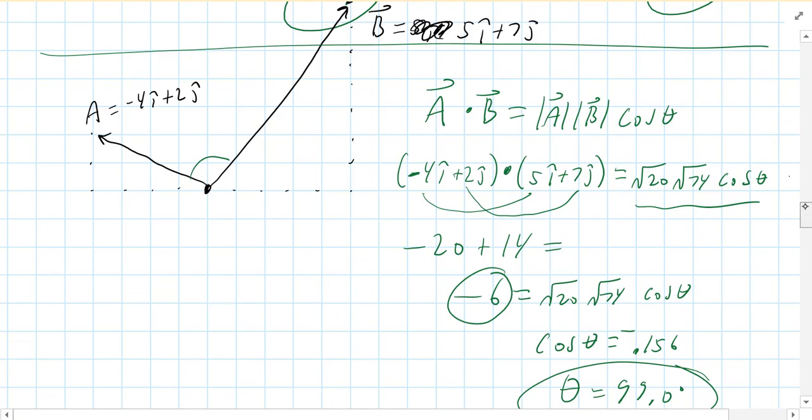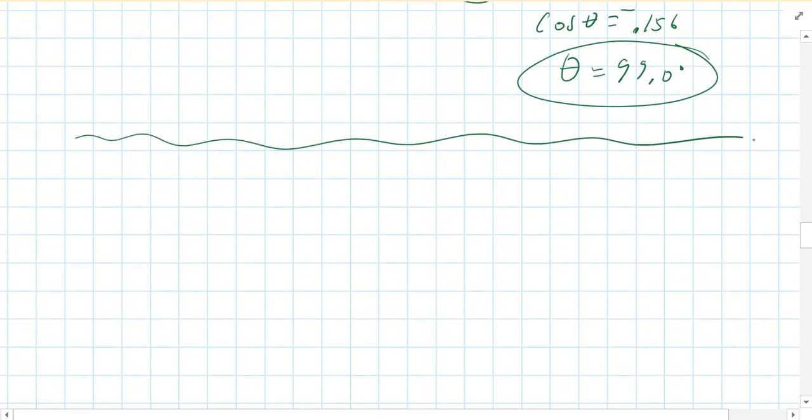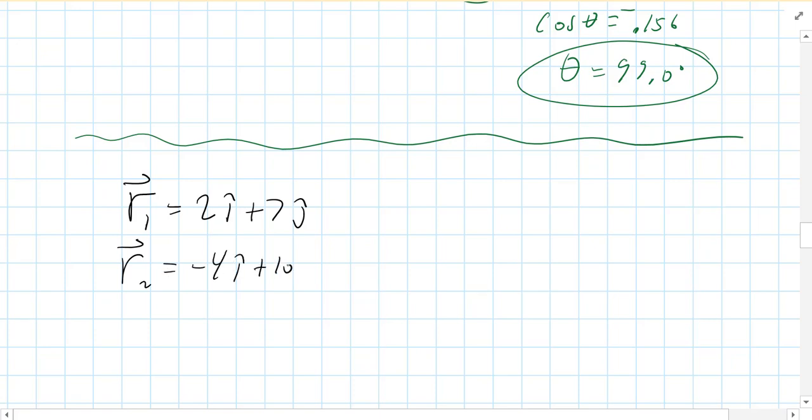Now, as far as work goes, one last example. Let's say I gave you something moving around, and its starting position was 2i plus 7j, and its final position was negative 4i, don't call me a 4i now, plus 10j, okay? Let's say while it moved from point 1 to point 2, a force acted on it, and that force was a two-dimensional force, negative 2i plus 3j, okay? Let's find the work done.